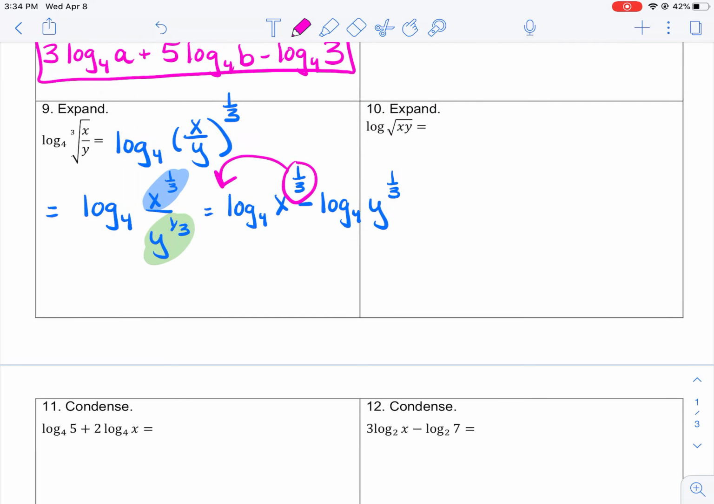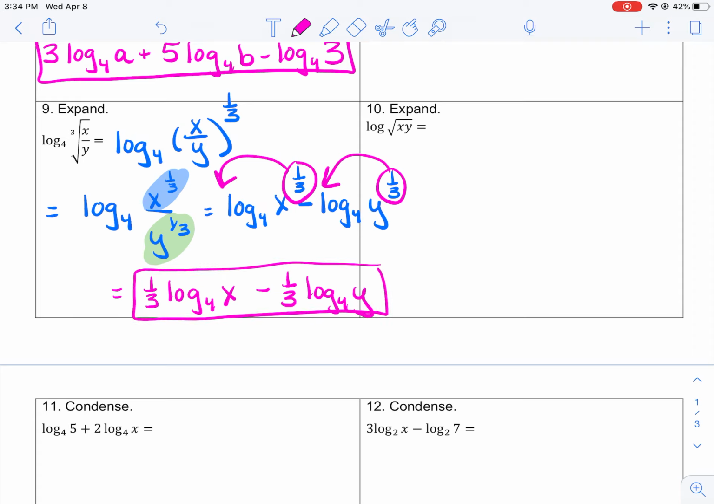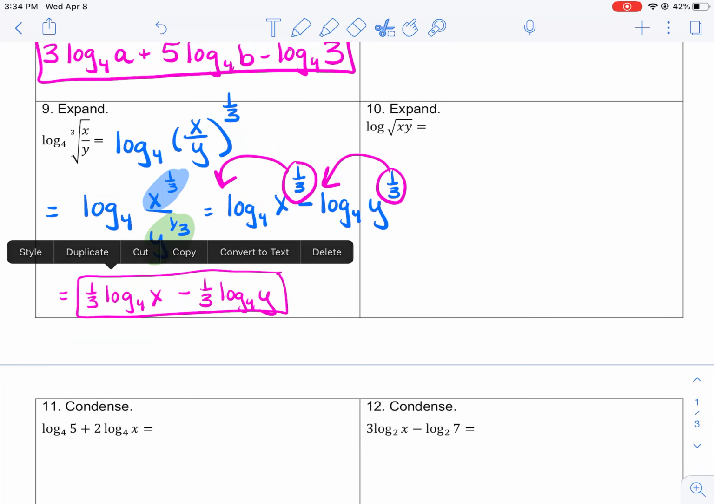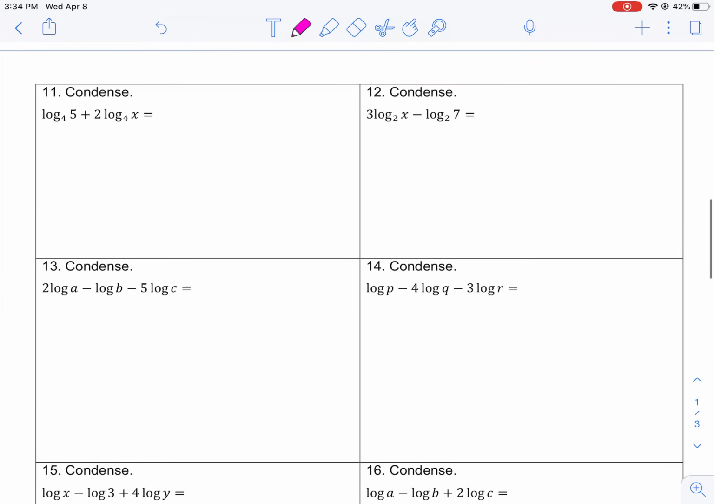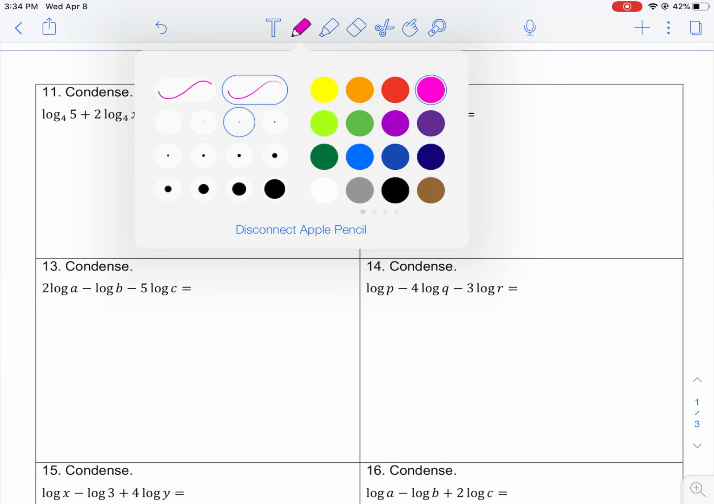Okay, and then the last step is to take these exponents and move them in front of the log. And so we get 1/3 log base 4 of x minus 1/3 log base 4 of y. Okay, so if you start by rewriting in exponential form, it should hopefully help you to see that both of those terms are being raised to the 1/3 power. Okay, pause, try number 10.